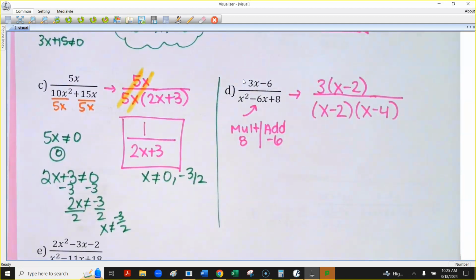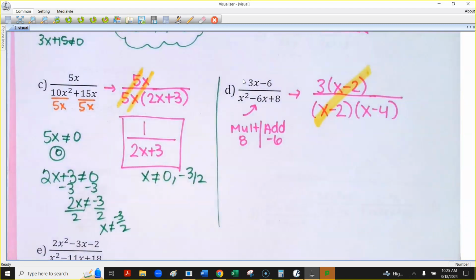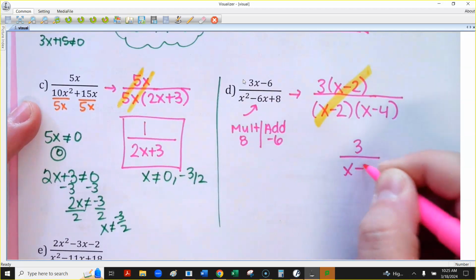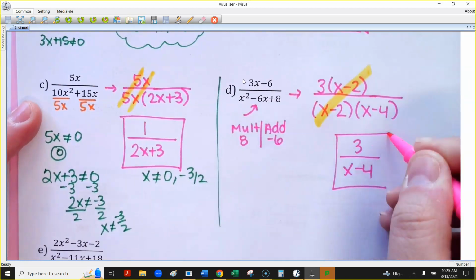Then all you're looking for, I have a product on the top, 3 times that x minus 2. On the bottom, x minus 2 times x minus 4. We're just looking to see if anything matches, and I have an x minus 2 on the top and x minus 2 on the bottom. So those go away. My actual answer would still have a 3 on the top and x minus 4 on the bottom. Nothing else cancels there.